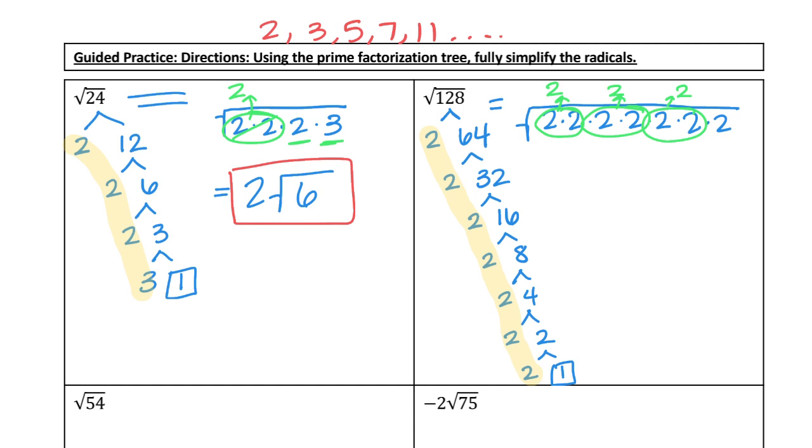If you remember, we said anything outside the square root, we just multiply all those together. So when I write my final answer, I'd have to take this 2 times 2 times 2, which is 8. And then that leftover 2 stays inside the square root. So 8 square root of 2 would be my final answer.